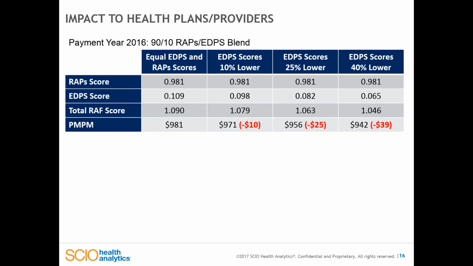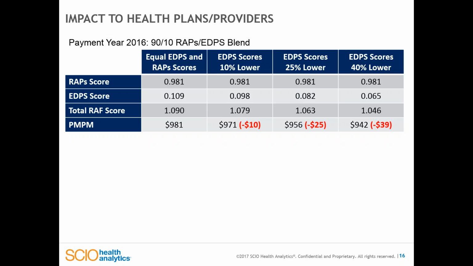Column 2, and this is at a 90-10 blend, if your EDPS score is 10% lower than your RAP score, you can see the degradation in payment. The RAP score is the same. I mean, it's 981, but we're going to take the 90% of that. Your EDPS score, however, is lower by 10%. Your total is 1.090, and you're going to lose $10 PMPM.